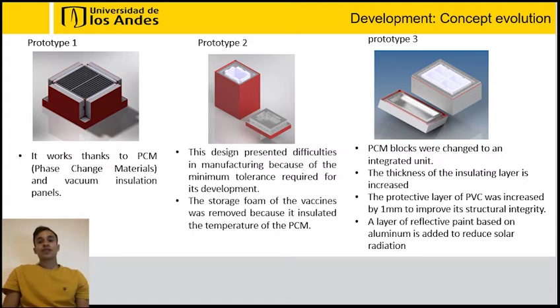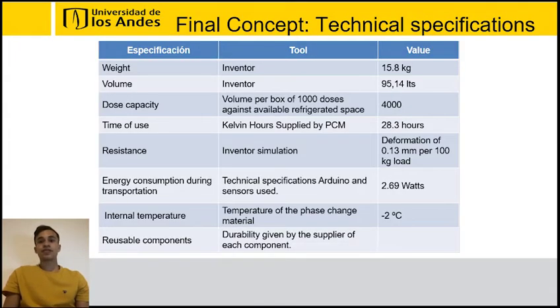Final concept and technical specifications. In the table shown are the specifications of the final concept, which were directly tied to the restrictions and requirements mentioned throughout this presentation. The value of the mass minimized was 15.8 kilograms, and the minimized outer volume was 95.14 liters. These parameters were defined thanks to the use of Inventor.